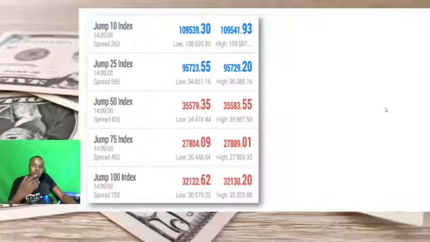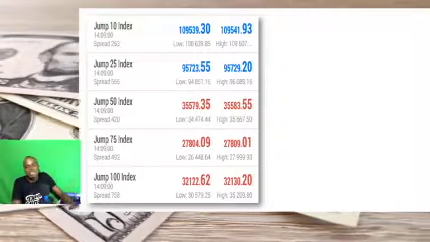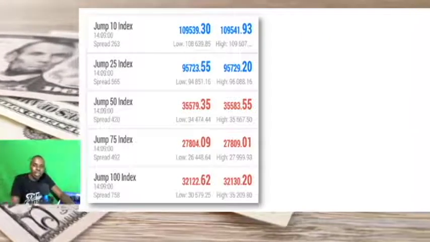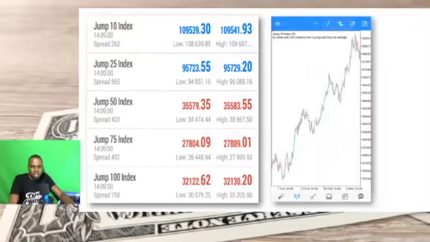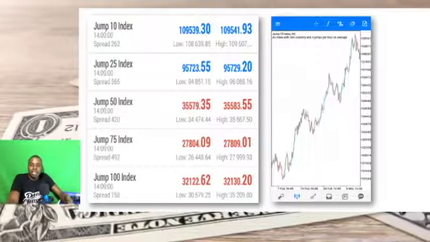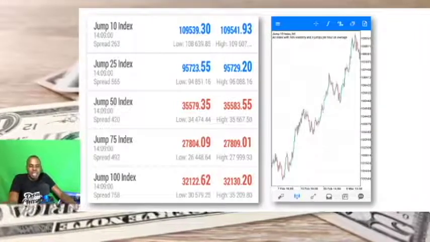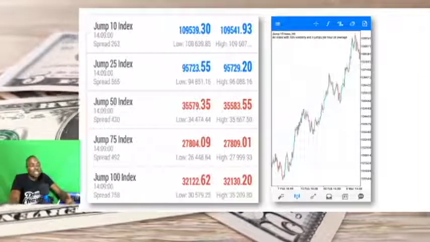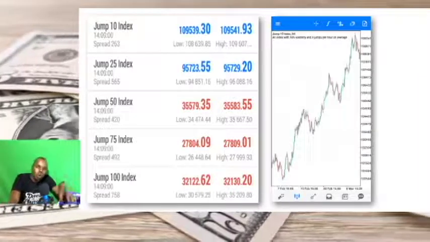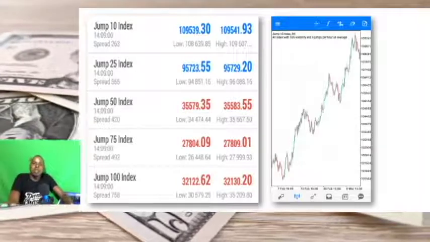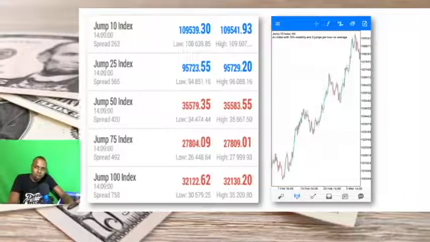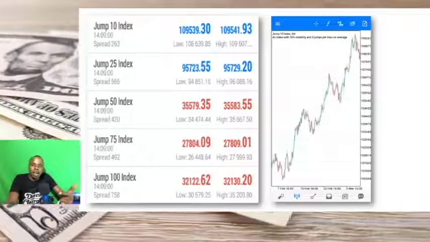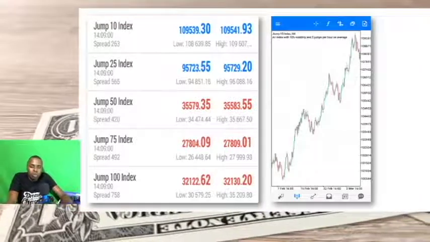We have got Jump 25. These are called jump indices, right? What they do is, it's just like the volatility indices. They have different types of volatilities. If you master Jump 10 indices, you are going to see that there's lower volatility there. The market doesn't move as much. It's safe for small accounts. And if you have a huge account, you know what you are doing.